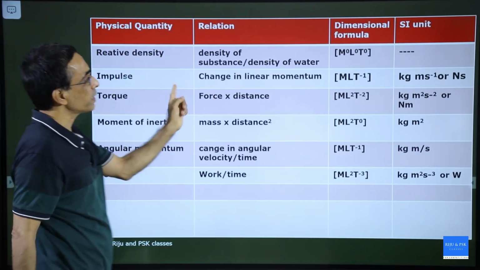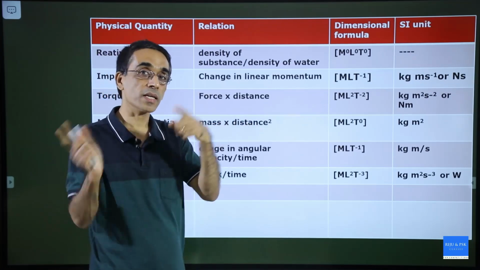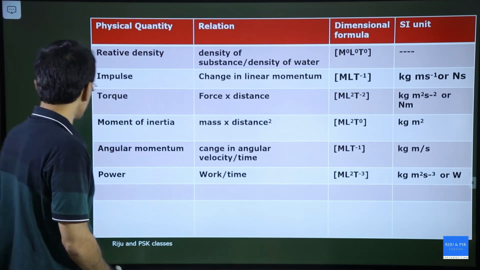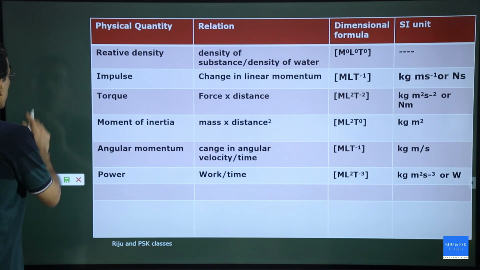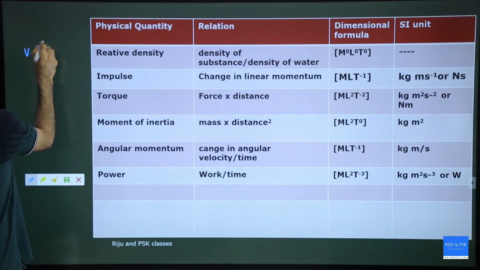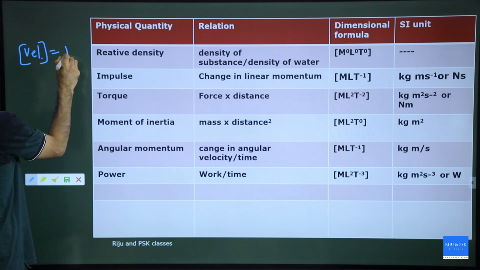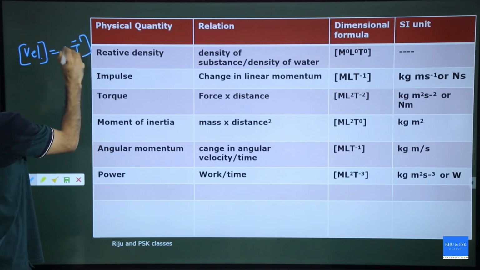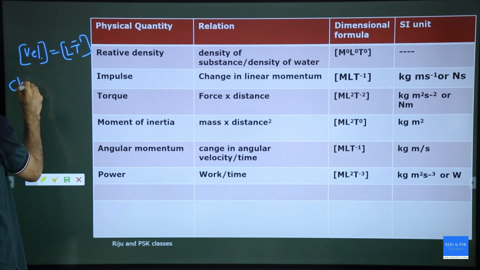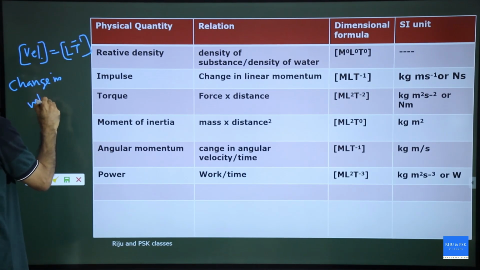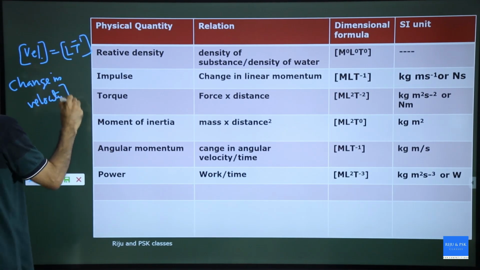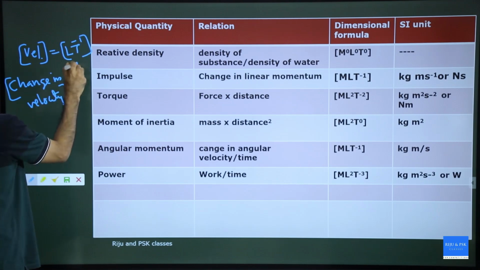Impulse is change in linear momentum. And that is another point that I should tell you. Whenever something changes, suppose there is velocity, dimensional formula is given by L T raised to minus 1. Then change in velocity will also have the same dimensional formula.